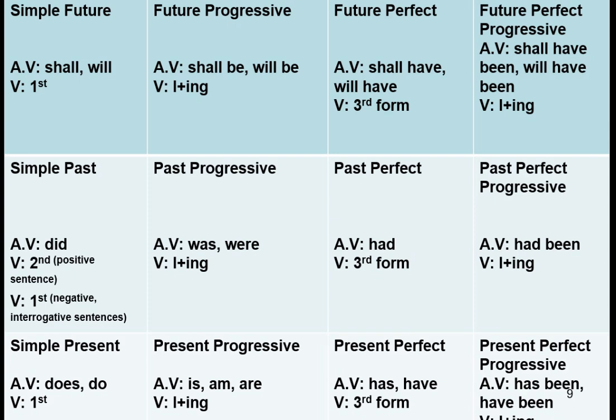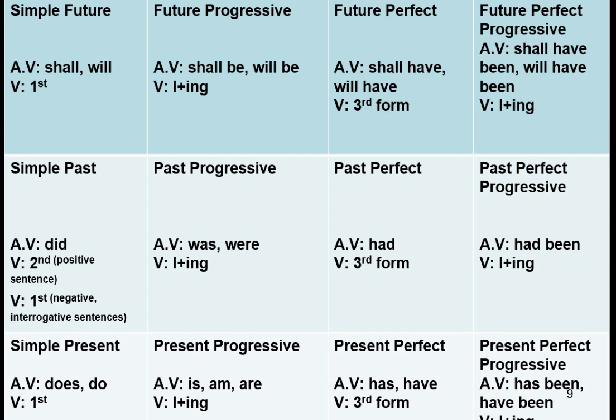Again, now memorize the placement of auxiliary verbs in the 12 tenses. Simple present has do or does. Simple past has did. Simple future, shall, will. Present progressive, is, am, are. Past progressive, was, were. Future progressive, shall be, will be. Present perfect, has, have. Past perfect, had.